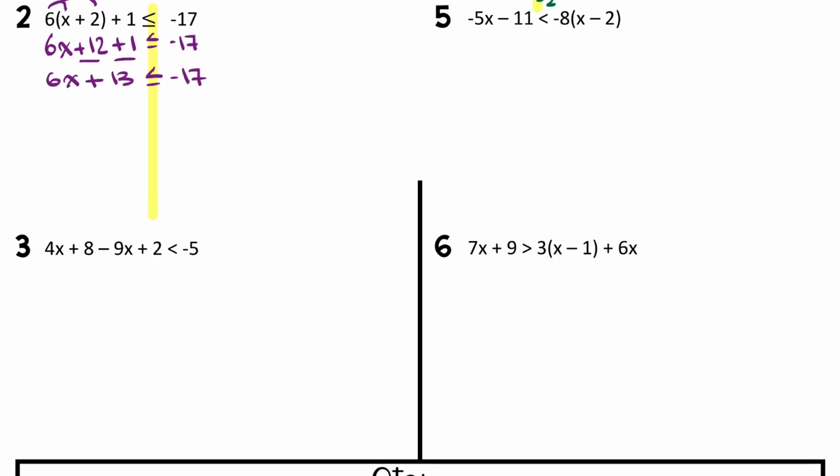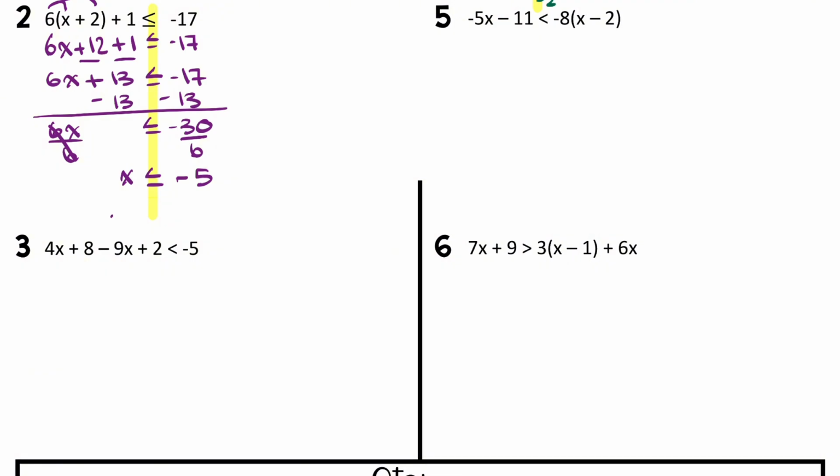The opposite of adding 13 is subtracting, so I'm going to subtract 13 from both sides. And 6x is less than or equal to negative 30. Now I'm going to divide both sides by 6, and I do not need to reverse my inequality symbol because I divided by a positive, even though my answer is negative. X is less than or equal to negative 5.